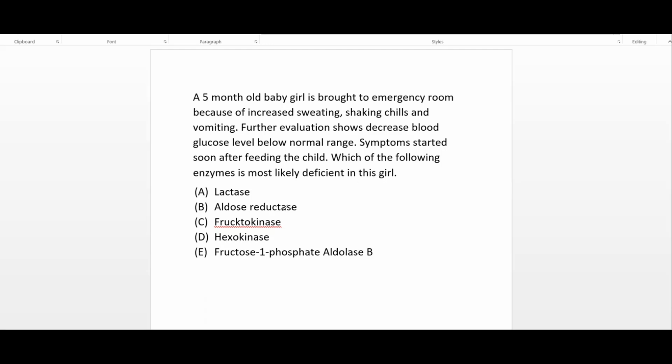Lactase, aldose reductase, fructokinase, hexokinase. And the last one is fructose 1-phosphate aldolase B.